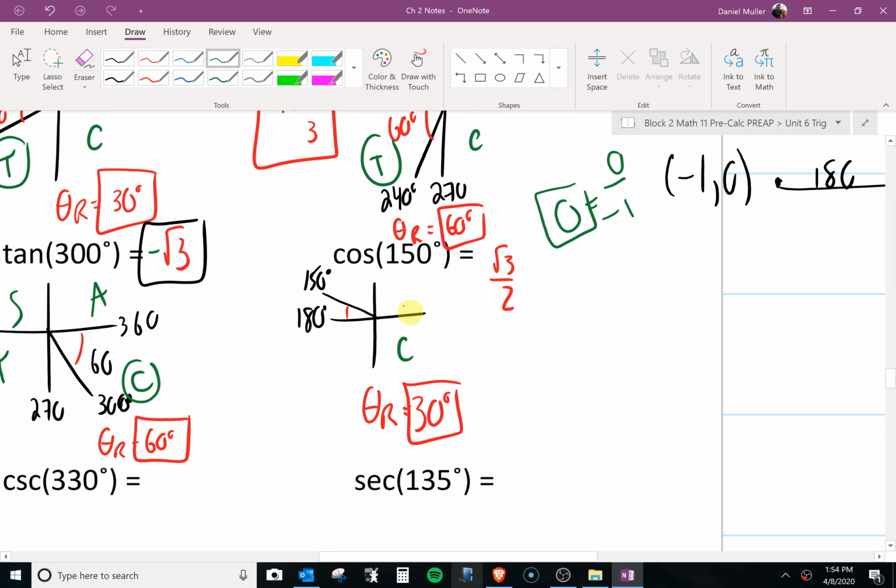Then I do the CAST rule, C-A-S-T. I am in the sine quadrant. Do I have a sine? No, I do not. Sine is the only one that's positive, but I have a cosine, so mine must be negative.